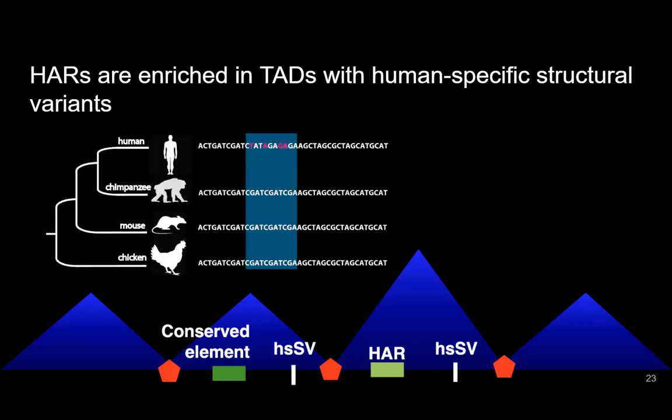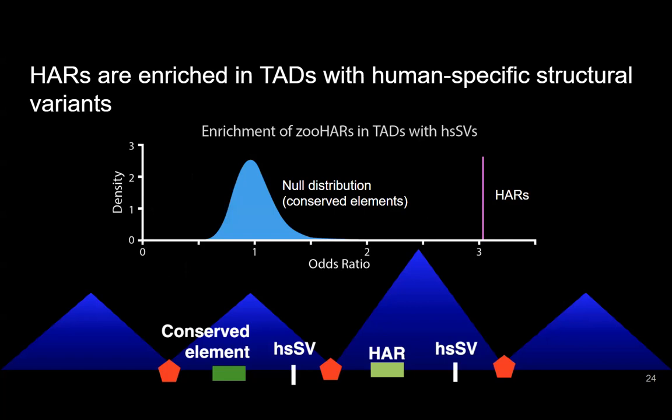Again, just to remind you, HARs are fast-evolving elements in the human genome, but they're drawn from a broader set of elements that are highly conserved throughout many other species. In the statistical test, we have a null distribution where we're looking at the odds ratio of how often conserved elements fall into TADs that also contain human-specific structural variants. This is over 1,000 permutations. Then if you look at that same value for HARs, you can see by eye that that's significant. So they're significantly enriched. You've got these different human-specific forces occurring in the same 3D neighborhoods.